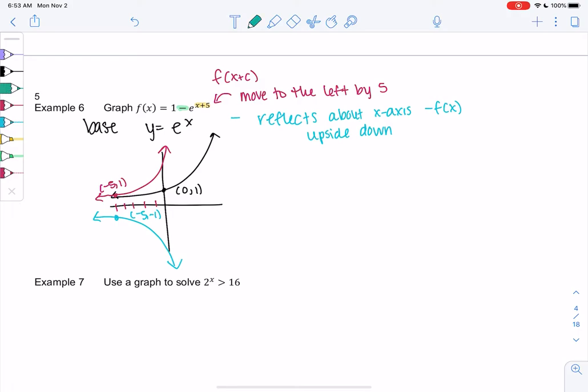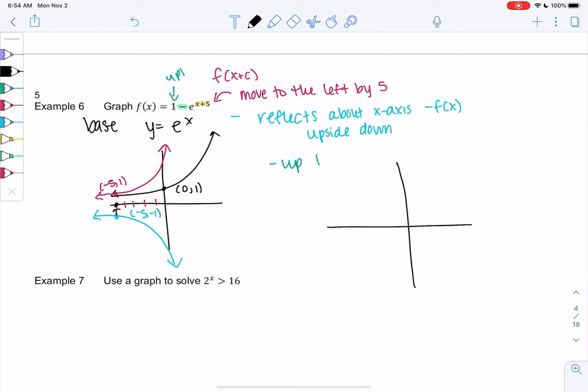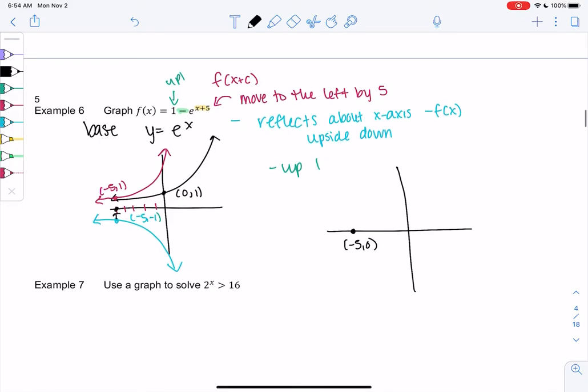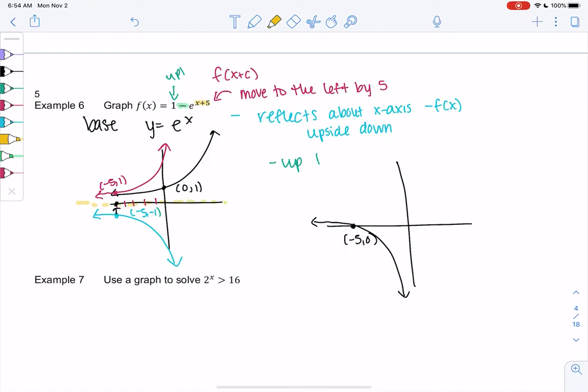And then our final graph is that it goes up 1. I think just to make it a little clearer, I'll draw it on a new graph. So when we go up 1, now we'll go through (-5, 0). And we'll make that same shape but upside down. Our asymptote used to be at y equals 0, and so the asymptote also went up 1. So my new asymptote would be y equals 1. And that's a graph. You totally could also make a table, but I don't think we really like the number e that much. So I find it easier to just do transformations.